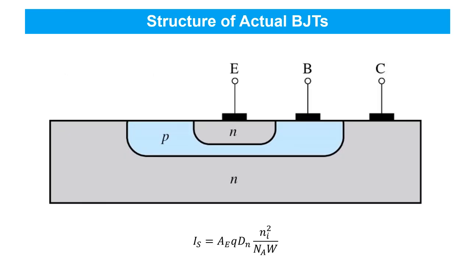So I mentioned earlier that the rectangular one-dimensional cartoon sketch of BJTs is not physically how they're actually built. This picture here is closer to the structure of actual BJTs. They're made by starting with a roughly uniformly doped slab or wafer of semiconductor, let's assume silicon. In this case, we're starting with N-type silicon.